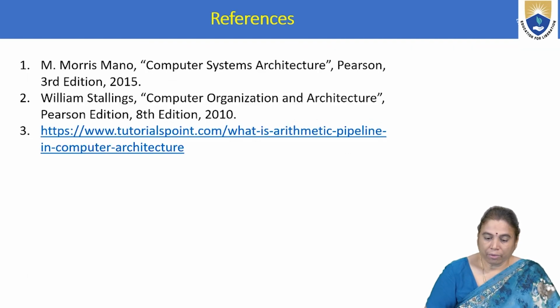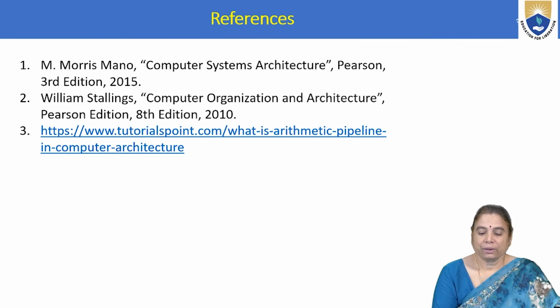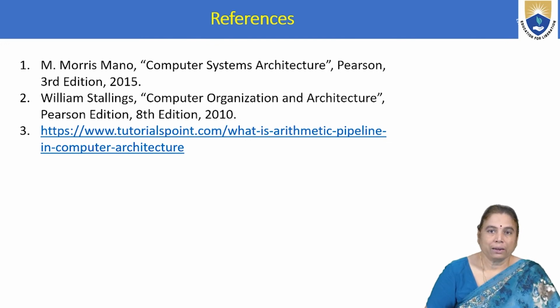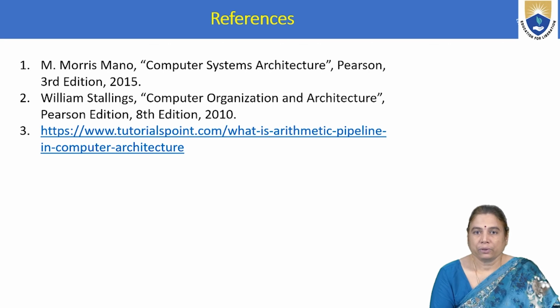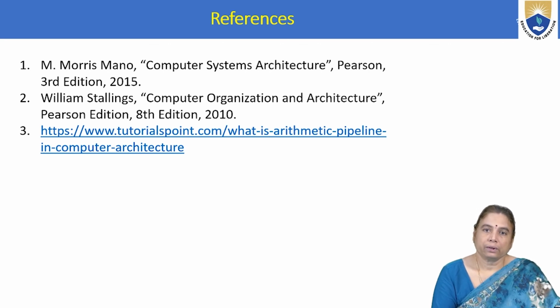In this video, we used these references: the textbooks of Morris Mano, Computer System Architecture, and William Stallings, Computer Organization and Architecture, and the third one is a web resource. These are used as the references. This video majorly focused on what a multiprocessor is, why parallel processing is required, and what the types of multiprocessor systems are, what loosely coupled and tightly coupled systems are, with a comparison of both.